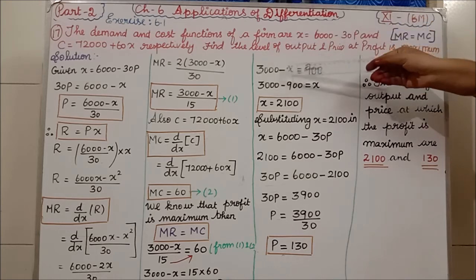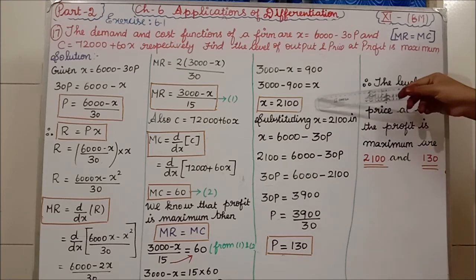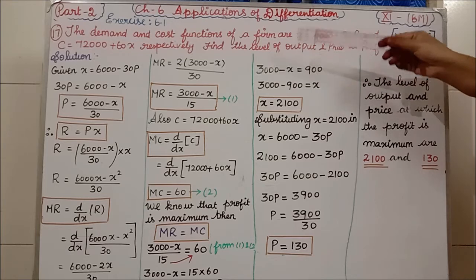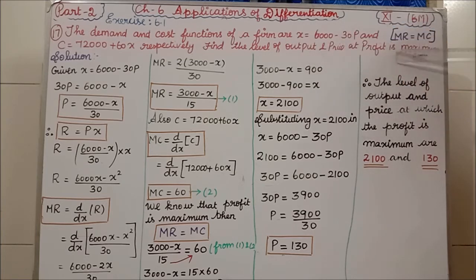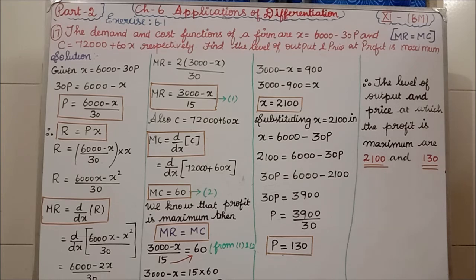Take this 900 inside and take x to this side. So x equals 2100. Now we have found x, which means output. The level of output at which profit is maximum is x equal to 2100. Clear? Now next, what do we have to find? We have to find the price. So we substitute this x equal to 2100 value into the demand equation, and we will get P.